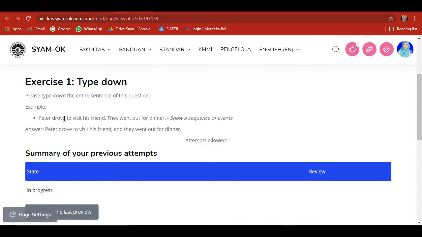For example, Peter drove to visit his friend. They went out for dinner. Show a sequence of events. So the answer is: Peter drove to visit his friend, comma, and they went out for dinner, period. Okay, so that's what we're going to do.